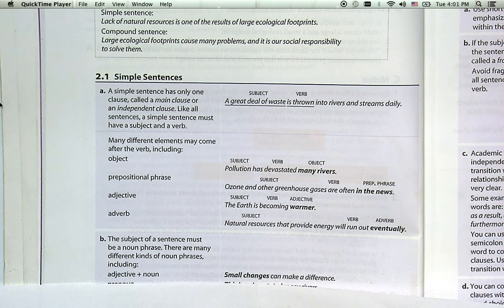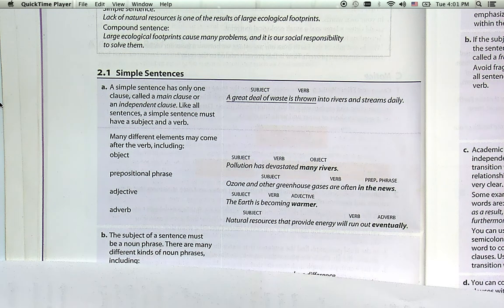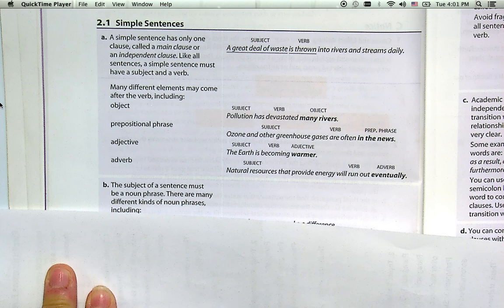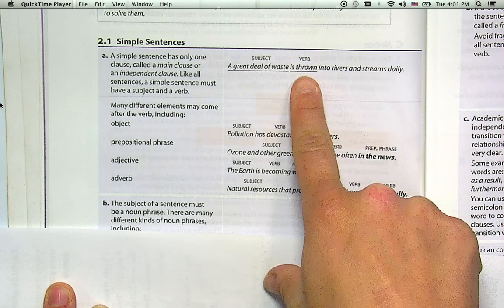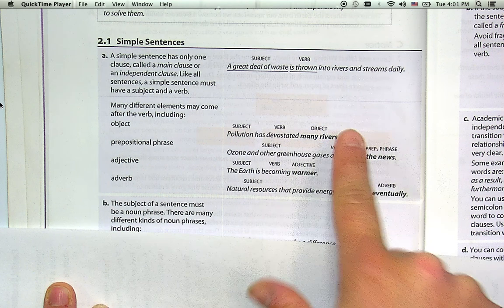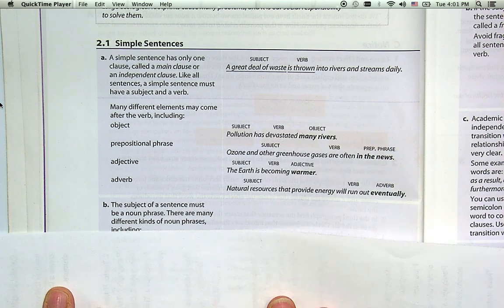All right, part B: the subject of a sentence must be a noun phrase. There are many different kinds of noun phrases. So the first part, we were looking at what comes after the verb and the different options that we have. In the second part, we're looking at what can be before the verb, in the subject.